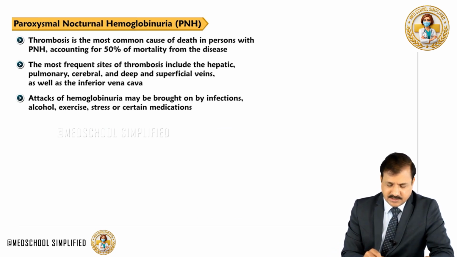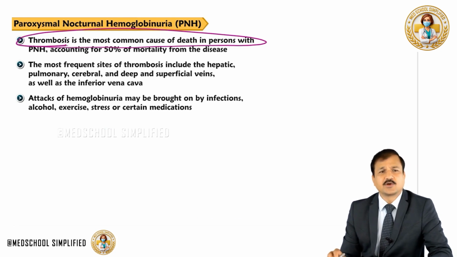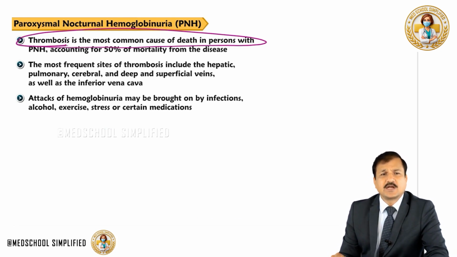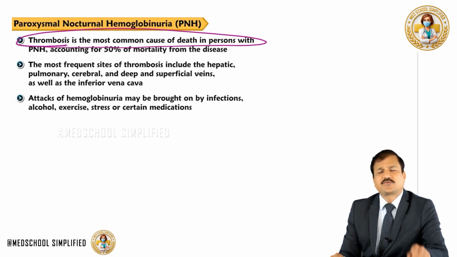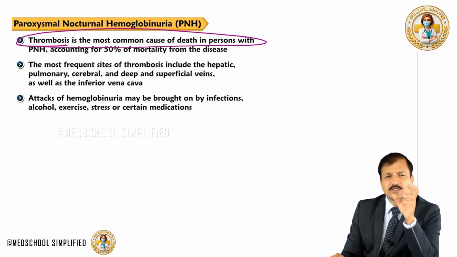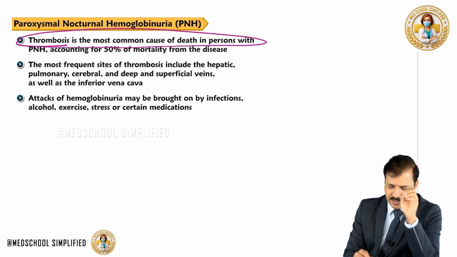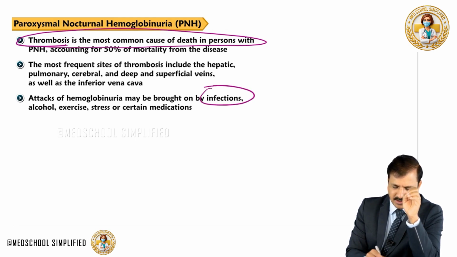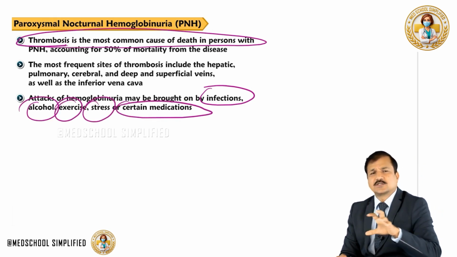Now, thrombosis is the most common cause of death in persons with paroxysmal nocturnal hemoglobinuria. Make sure you remember that point, and it accounts for 50% of deaths because of this disease. Most frequent sites of thrombosis include hepatic, pulmonary, cerebral and deep and superficial veins, as well as the inferior vena cava. And attacks of hemoglobinuria may be brought on by infections, alcohol, exercise, stress and certain medications. So these are the things that can also lead to hemoglobinuria.